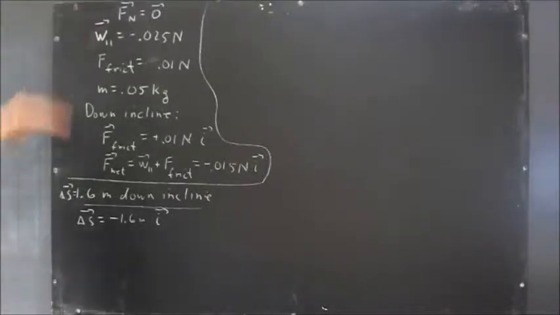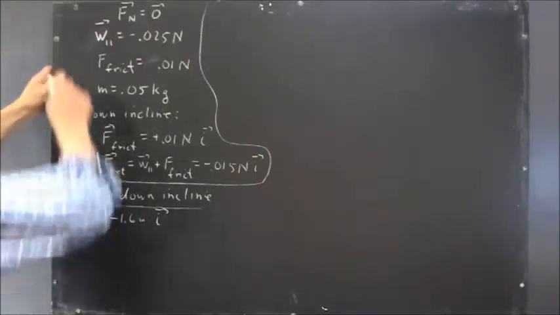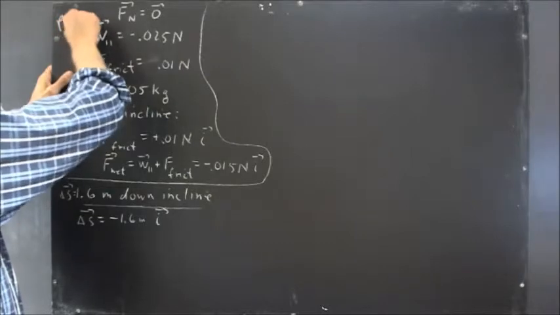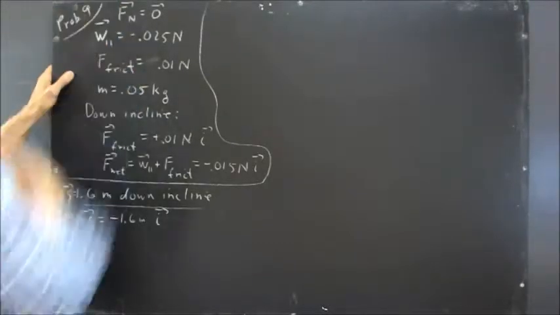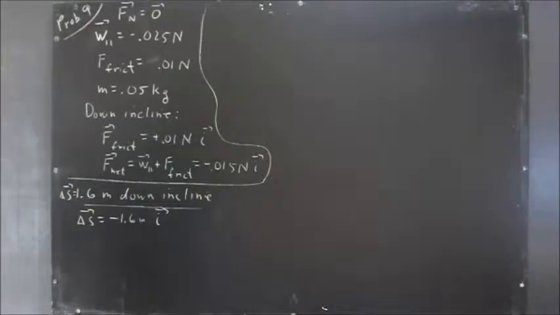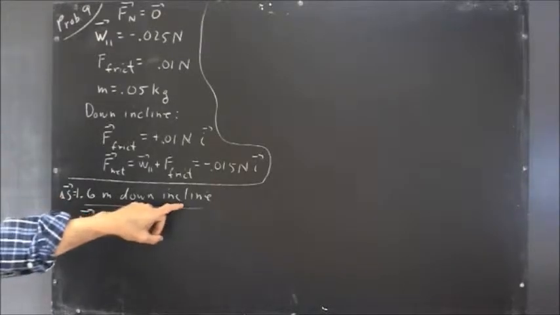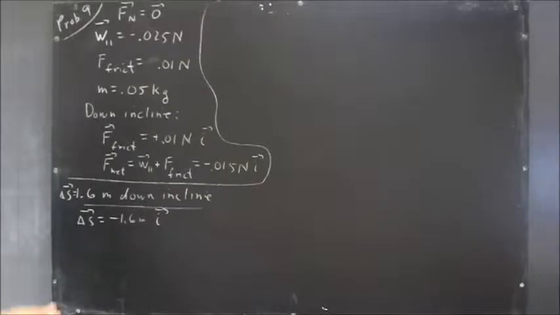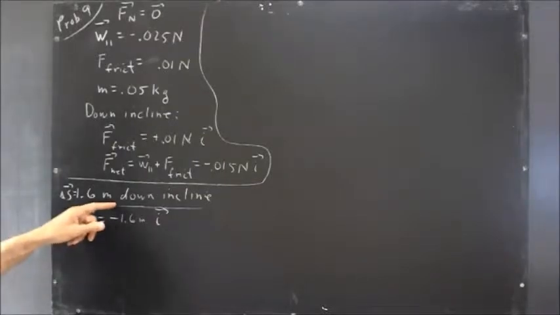Okay, here we brought forward the information we obtained for problem 8. Now we're looking at problem 9, and I probably ought to throw that up in the corner. Okay, now this is the information from problem 8, and you should be real familiar with that from the preceding video. So that in problem 9 you have delta S of 1.6 meters down the incline. That's the information that the cart coasts 1.6 meters down the incline.